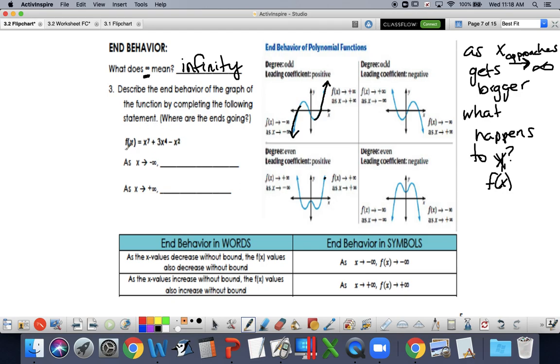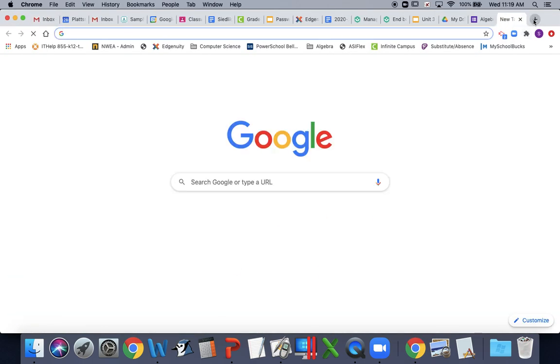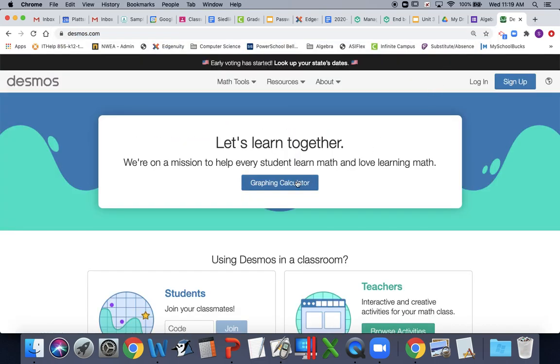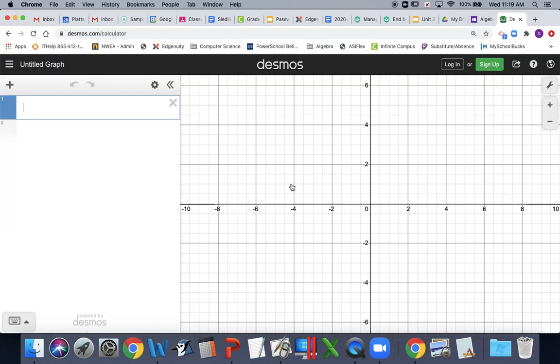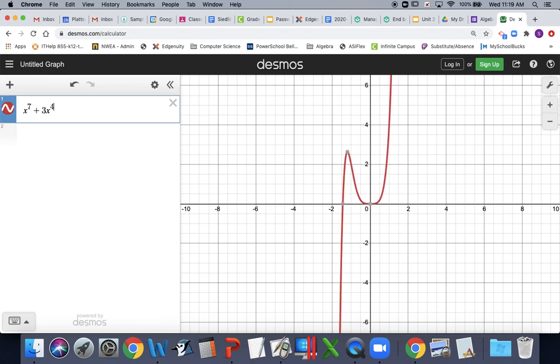So the function here is asking, if I have f of x is equal to x to the 7th plus 3x to the 4th minus x squared, what is my end behavior? Well, I need to see what it looks like. So what I'm going to do is pull up Desmos or pull up my graphing calculator, whichever you're more comfortable with. So let me go over here and pull up Desmos. Click on graphing calculator, and I'm going to type in the function as it looks. So I have x to the 7th power plus 3x to the 4th power minus x squared.